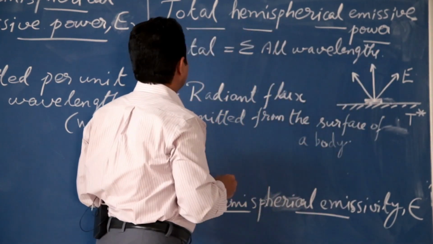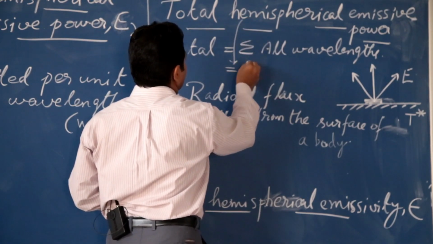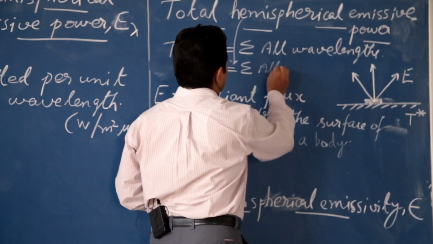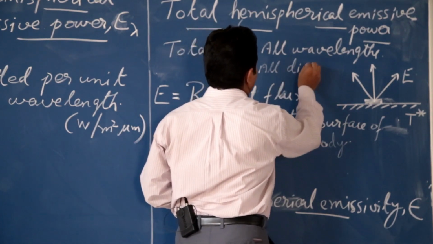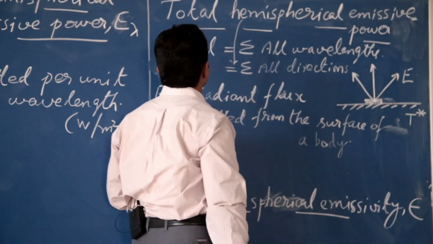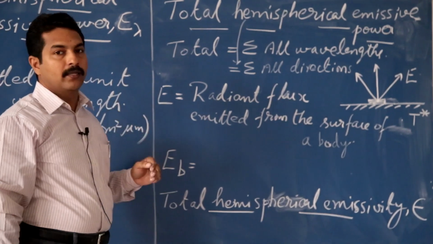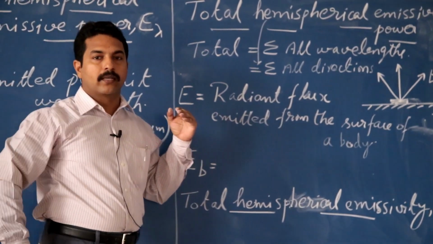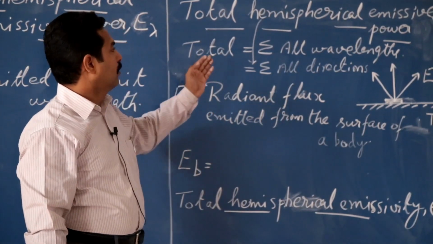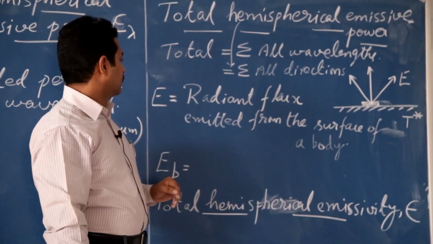And what is hemispherical? Hemispherical means we can write it as a summation of all directions. So this term is very important. The total hemispherical: total means it encompasses all the wavelengths, and hemispherical means it's coming from all the directions. Then what is this total hemispherical emissive power?